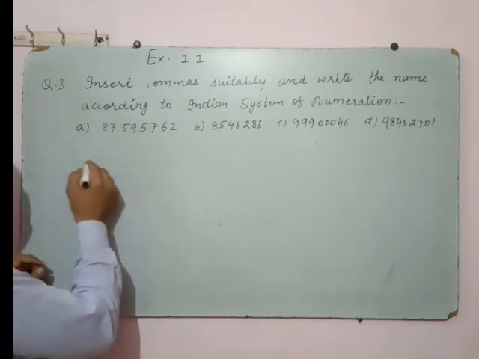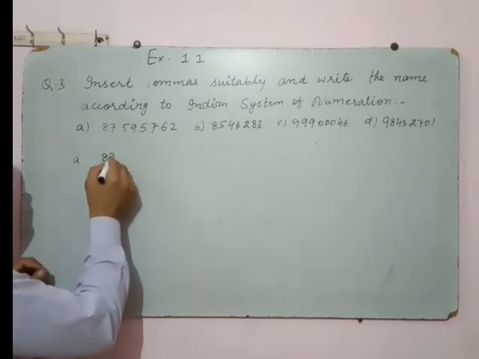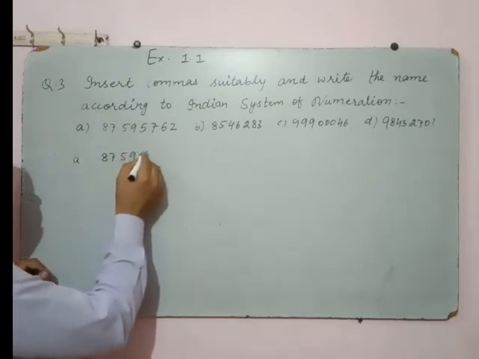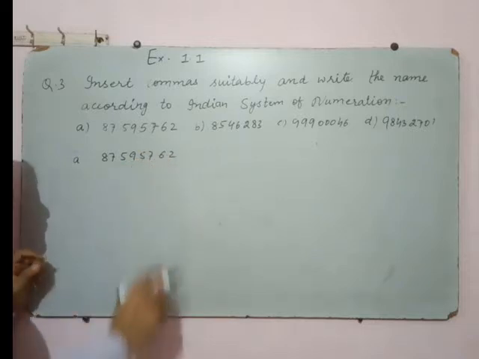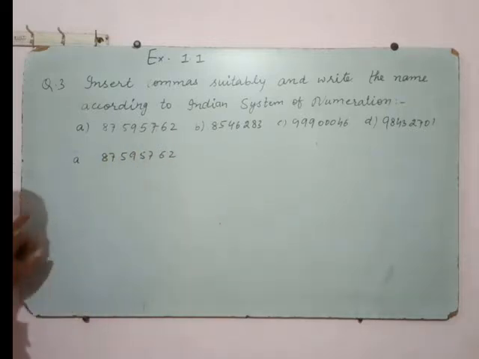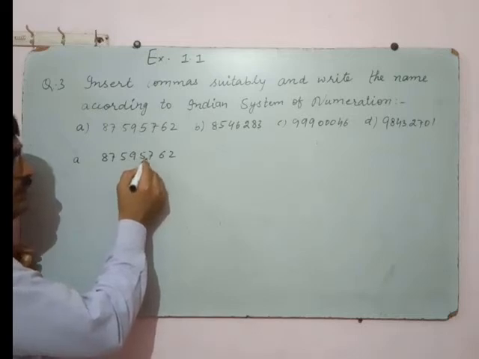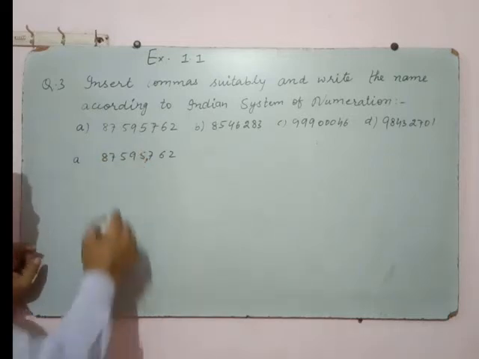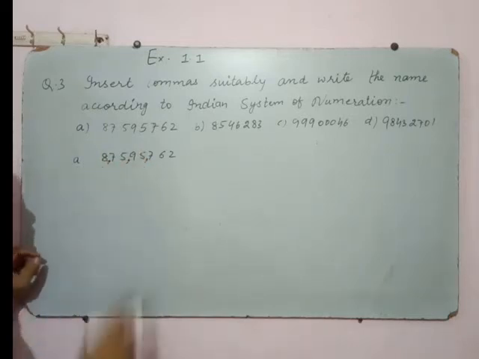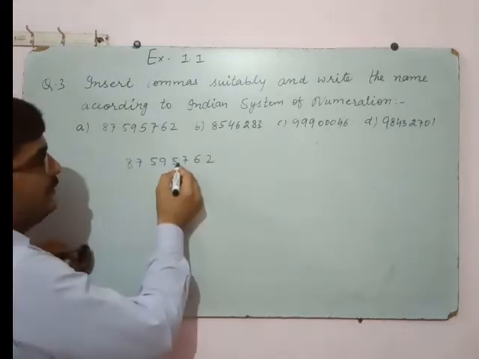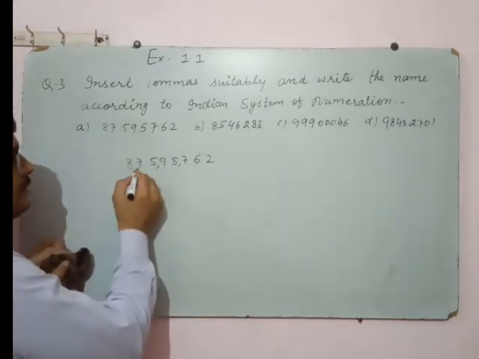In the first question, part a, 87595762. In the Indian system, you know that first we will put a comma before 3 places, next on 2 places. Okay, so first we will put it before 3 places, then 2, then 2.